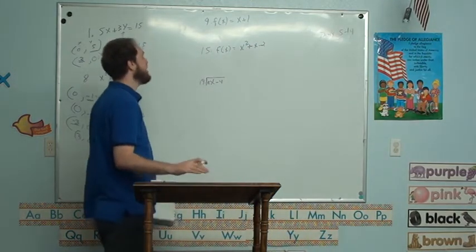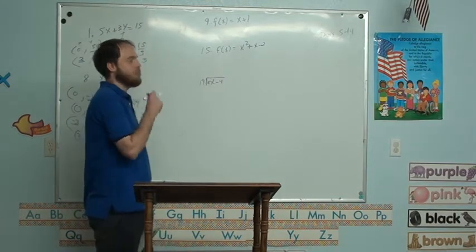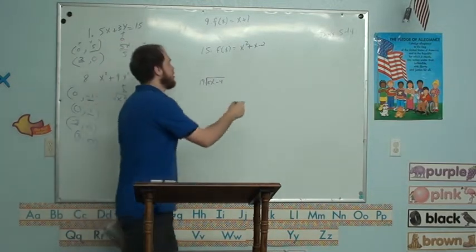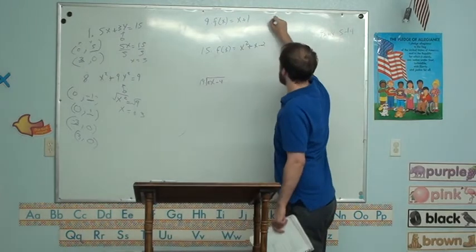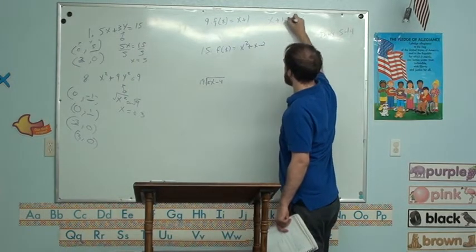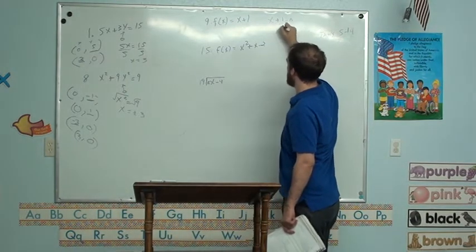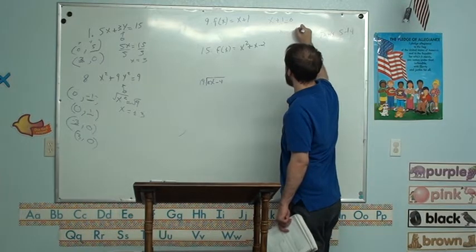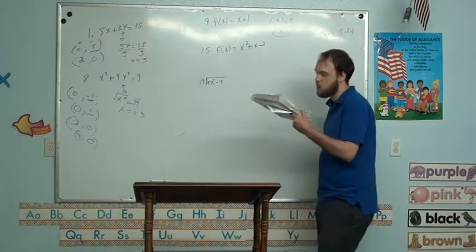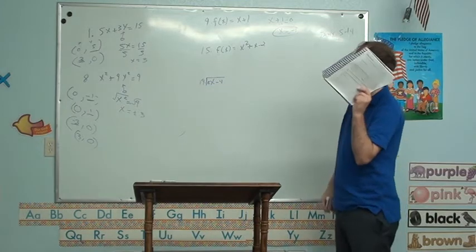So number 9, you have x plus 1. So I'm going to set the numerator equal to 0. So I'm going to set x plus 1 equal to 0 and solve. So subtract 1, and I get x equals negative 1. So that would be my 0 for number 9.